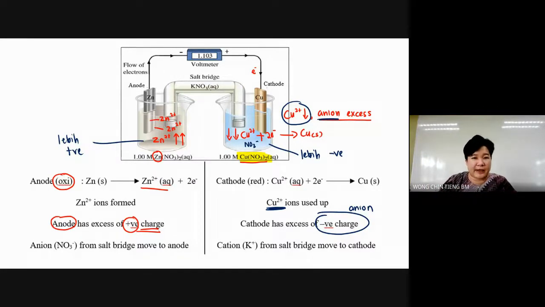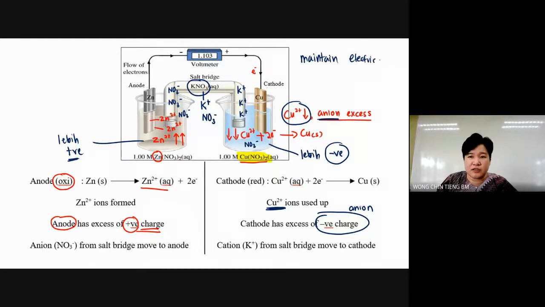So apa salt bridge buat? Salt bridge is actually a salt that has a cation and anion. Oh sorry, NO3 minus. Okay, salt bridge adalah orang yang pegang cation dengan anion. So apa kerja salt bridge? Kat sini lebih positif. Oh, so dia tak cukup negatif. So NO3 minus pun turun, rescue. NO3 minus pun turun kat sini, rescue. Bagi cukup balik negatif tu. Kat sini pula, lebih negatif. Positif tak cukup. So K plus pun turun, rescue dia. Bagi balance balik. That is what we mean by maintain the electrical neutrality.